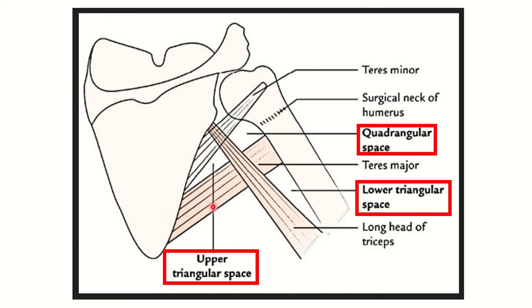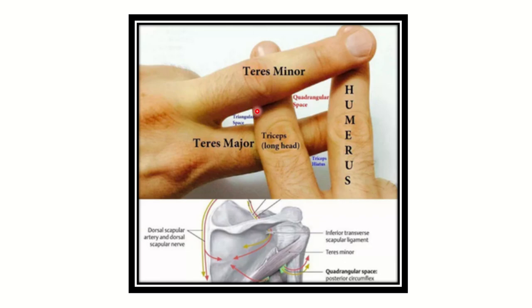Then the lower part is formed by the teres major, and the lateral part is formed by the long head of the triceps. So let's see the structures which pass through here. This is another picture to remember. Here we can see the teres minor is always above, then in the lower part is the teres major, and the long head of triceps and humerus are present in both the quadrangular and triangular spaces. Triceps always forms the medial boundary in both spaces, and the humerus forms the lateral boundary.